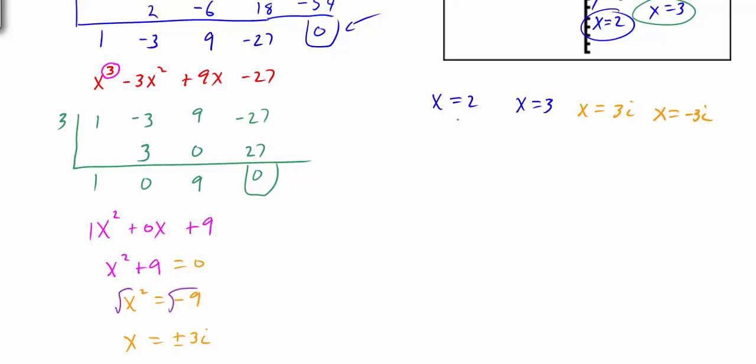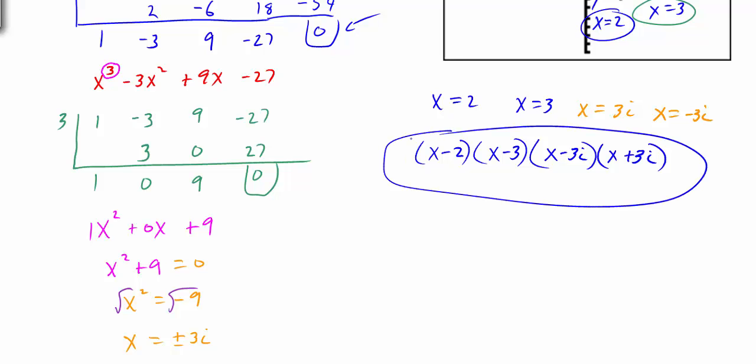But if we know that x equals 2 is a 0, that means that x minus 2 is a factor. And if x equals 3 is a 0, that means x minus 3 is a factor. And then the same thing here, if x equals 3i, that means that x minus 3i is a factor, and then x plus 3i is also a factor because, again, they occur as conjugate pairs. So here we have completely factored our polynomial.